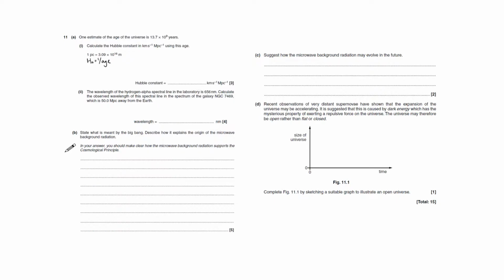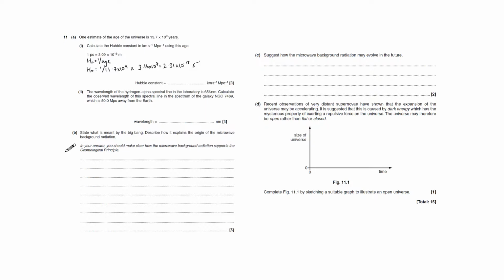So start with H0 equals 1 over age, and then H0 is equal to 1 over 13.7 times 10 to the minus 9 years, so you need to multiply that by 3.16 times 10 to the 7, which, if you look in your data sheet, are the number of seconds in 1 year. So now we've multiplied years by the number of seconds to find the total number of seconds to the minus 1, because we did 1 divided by that number.